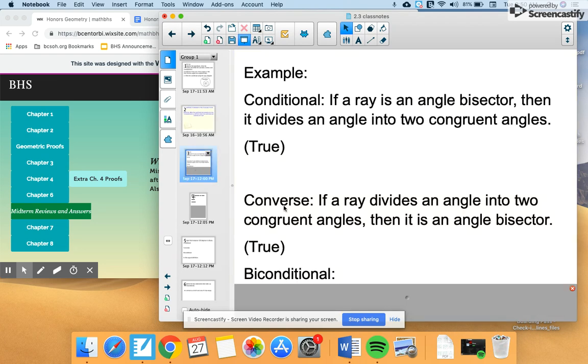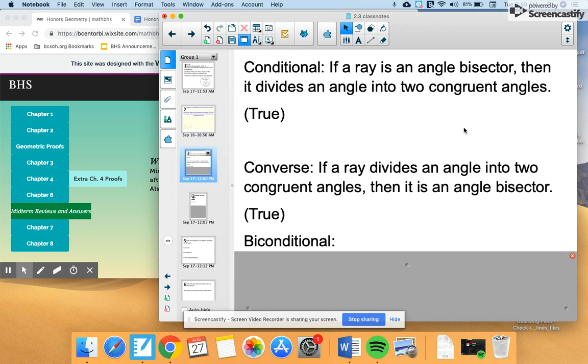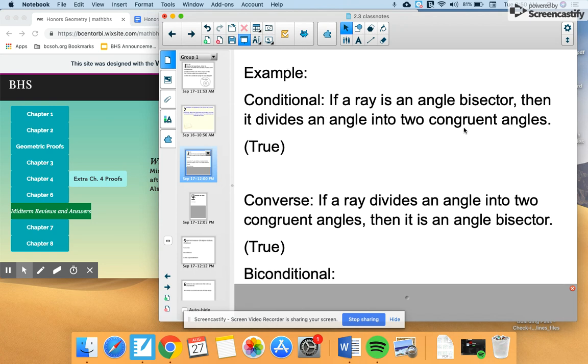So our first example is our conditional is if a ray is an angle bisector, then it divides an angle into 2 congruent angles. So that is a true statement. So if we have an angle bisector, it's going to cut our angle into 2, and those 2 angles are going to be congruent. Now for the converse, we're going to flip that conditional. So if a ray divides an angle into 2 congruent angles, then it is an angle bisector. So again, that is a true statement.